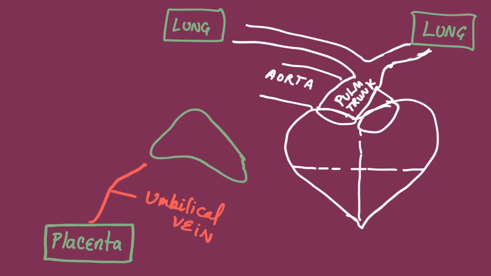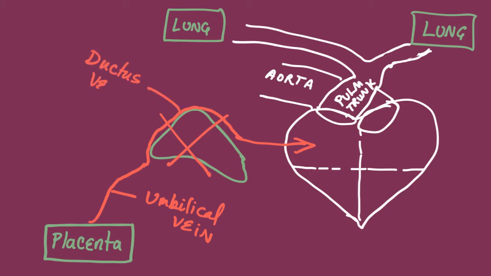So one of the things we need to remember is that the liver of the fetus is not functional because the fetus is not eating. So the blood makes a sort of detour around the liver and enters the heart. So this little detour is called ductus venosus.